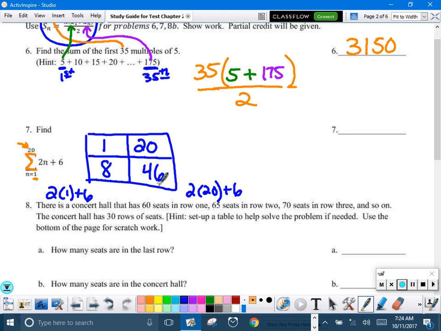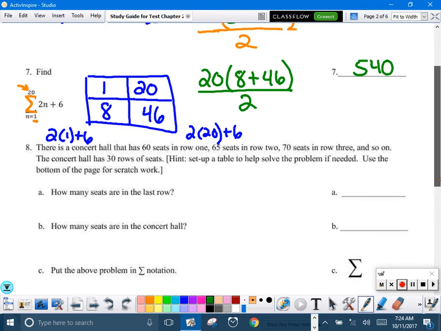All right, I'm going to plug everything into my formula. I'm not going to color code it this time. There are 20 numbers in the sequence times the first number, 8, plus the last number, 46, divided by 2. Type that in. You should get 540. So the sum of the first 20 numbers in that sequence is 540.